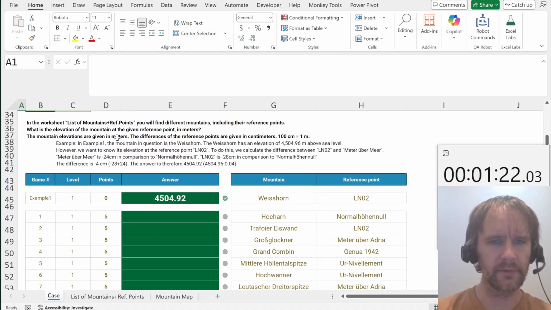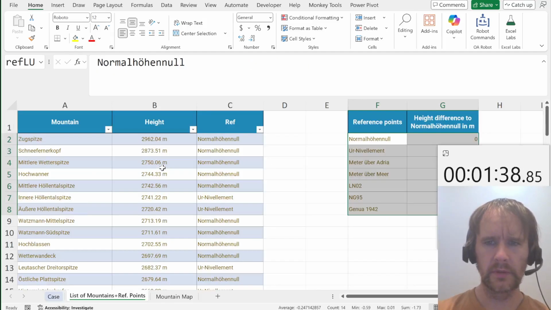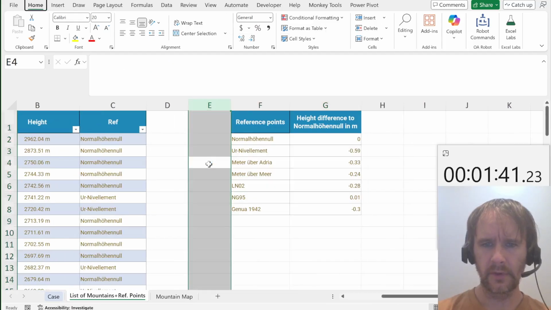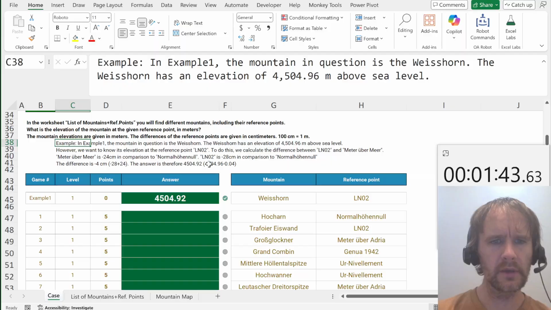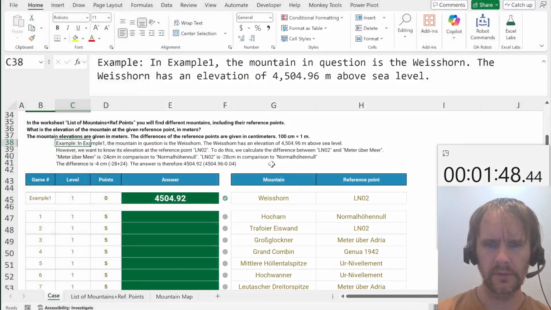In the worksheet, list of mountains, you'll find different mountains, including the reference points. What is the elevation of the mountain at the given reference point in meters? Example. Weisshorn has an elevation of this above sea level. To do this, we calculate the difference between this and MEWC. So, okay, there's MEWC, and LN02 is here. So there's a difference of 4 centimeters.